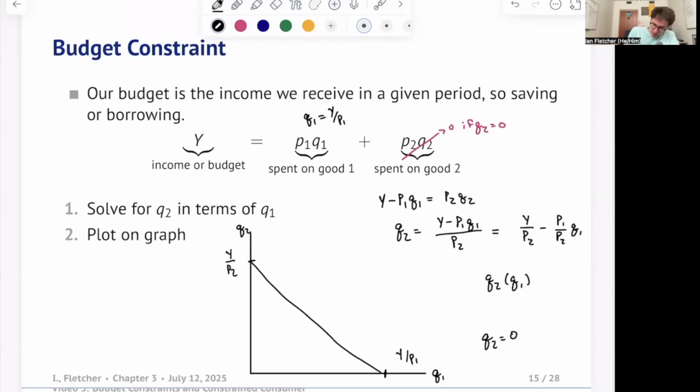And then you just plot the two intercepts, draw your budget line, and our slope is going to be the negative ratio of the prices. That's the budget constraint. That's it. We've got our vertical intercept, we've got our horizontal intercept, we've got everything that we're going to need. Now we can start to combine indifference curves and budget constraints to make things super cool.